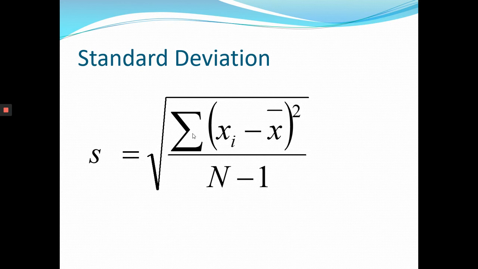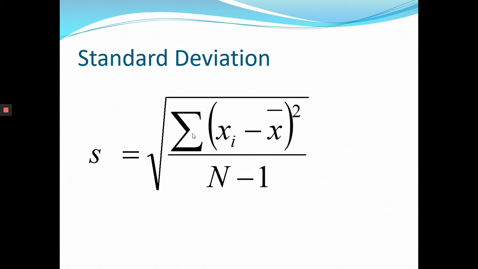Okay, here's a formula. Don't panic. It's not too complicated, and we will calculate these things in a second. This little s right here is the standard deviation for a sample, by the way. We'll get into the symbol for population later. But that little s there is the standard deviation for the sample.